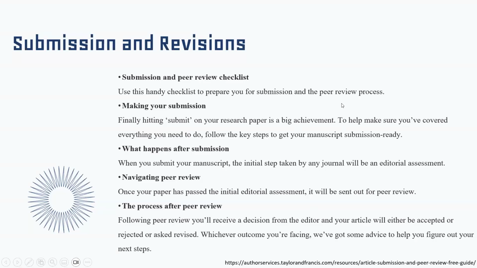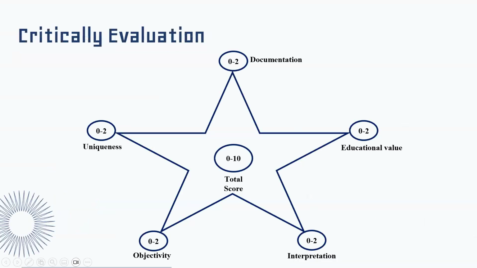And now that your article is published, this is the normal critical checklist that you are going to use to evaluate any case report or case series for documentation, educational value, interpretation, objectivity, and uniqueness, out of a score of 10. This is how a published case report, or a case report that you are going to publish, should be critically evaluated.